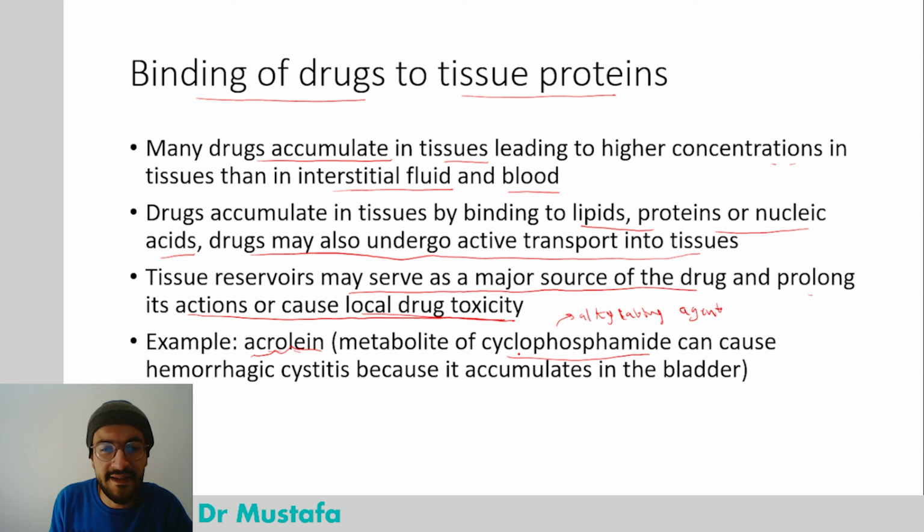The acrolein is a metabolite of cyclophosphamide, and the acrolein would accumulate in the bladder, and it would cause hemorrhagic cystitis when it accumulates in the bladder. So one of the adverse effects of cyclophosphamide would be hemorrhagic cystitis, because the acrolein, which is a metabolite of cyclophosphamide, would accumulate in the bladder and lead to toxicity in the form of hemorrhagic cystitis.